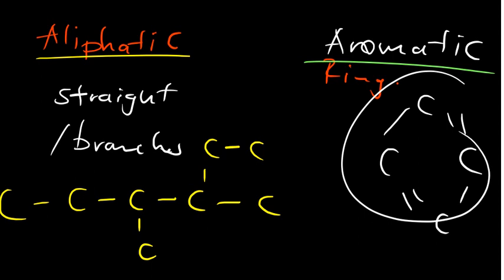So aliphatic is also said to be acyclic, right? Implying that there is no cycle there. The other one is said to be cyclic. That's because it's a ring structure.